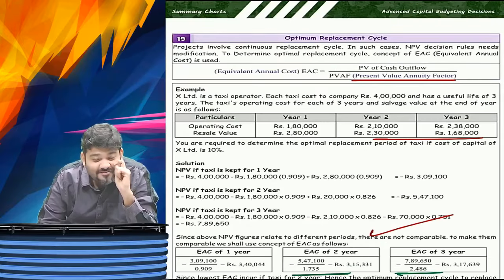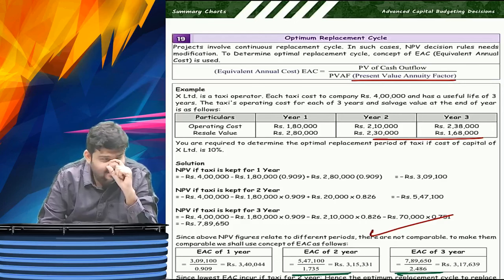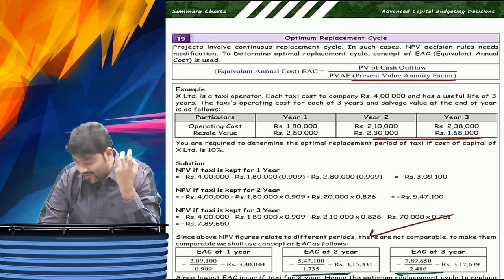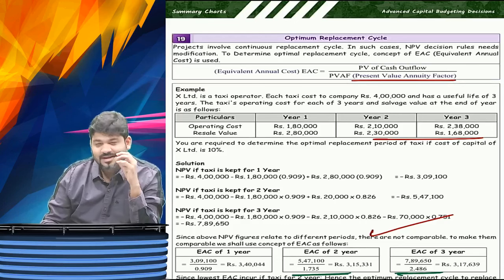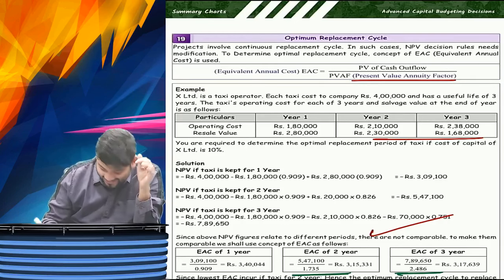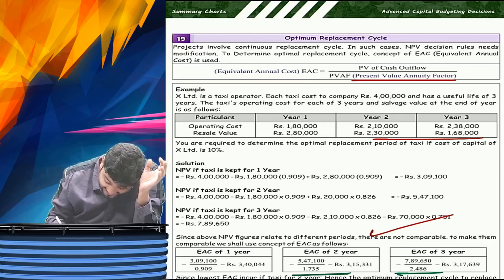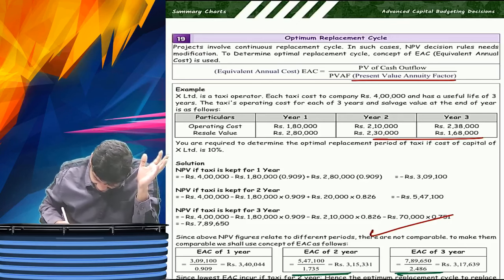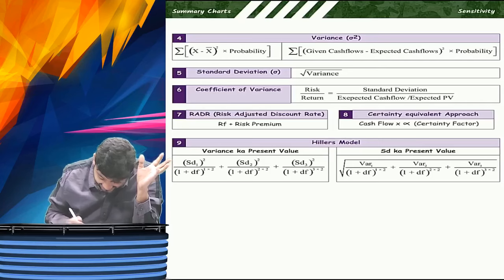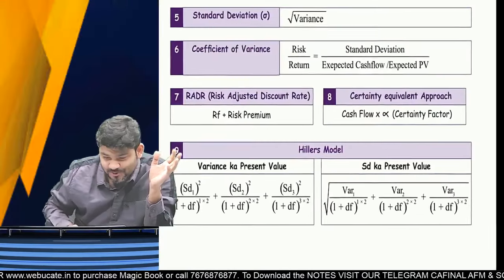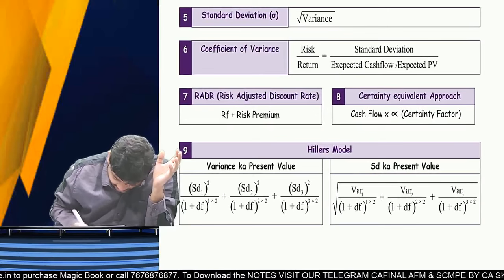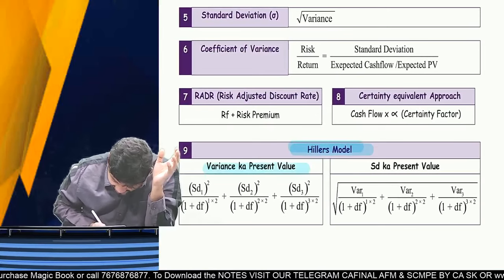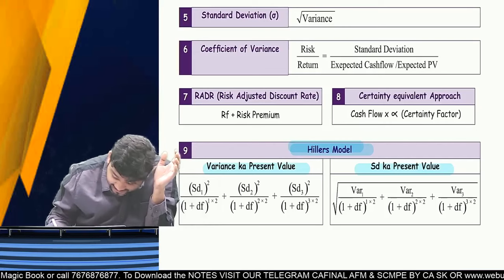So we have another concept called Hiller's model, which ICAI has put in one sum, but they have not explained it anywhere. And that basically is called the Hiller's model. I have specifically shown it to you here. And what is Hiller's model? Let me explain it to you.